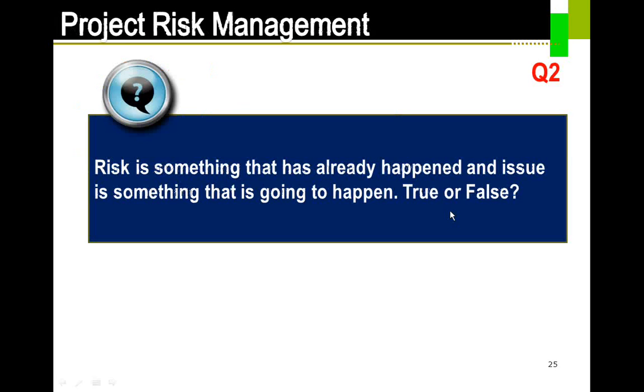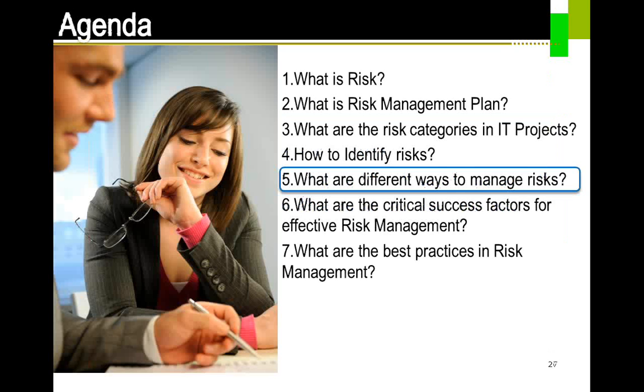So question number 2 for you. This is a true or false question. You just need to say true or false, and don't forget to say Q2. Risk is something that has already happened, and issue is something that is going to happen. You need to answer true or false. Let's go to the next slide. You just need to say Q2, either true or false.